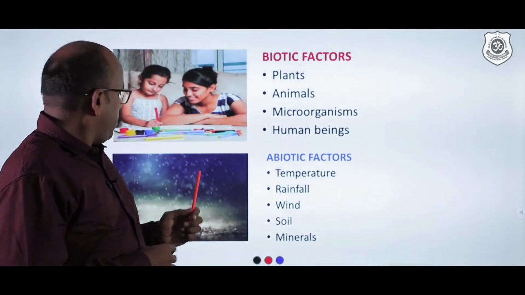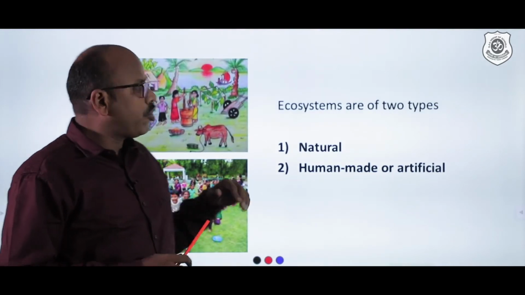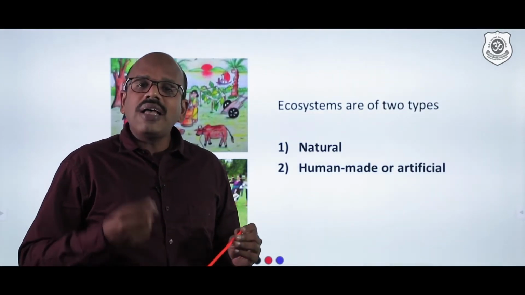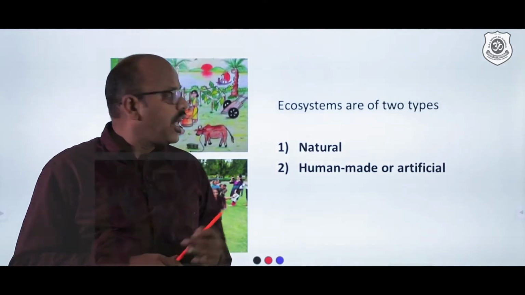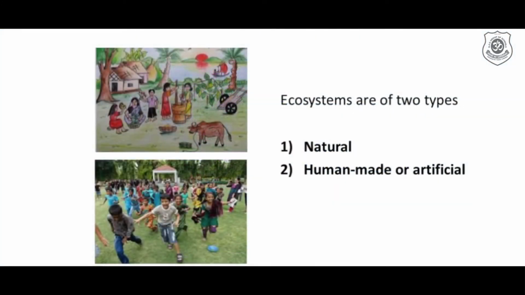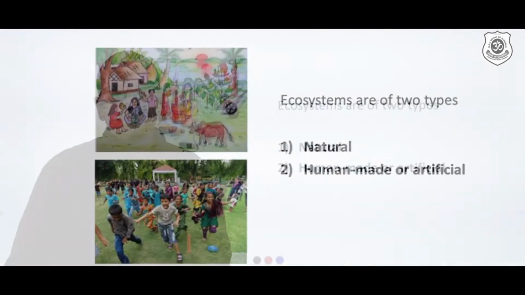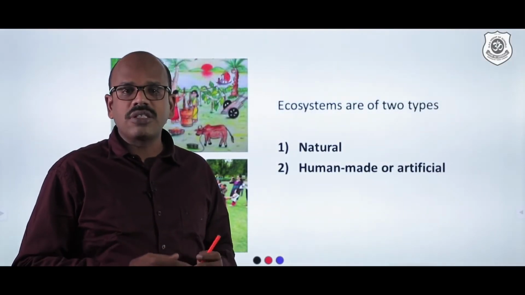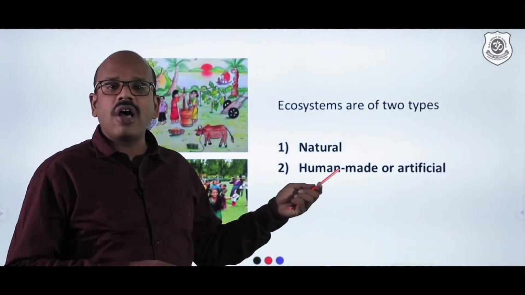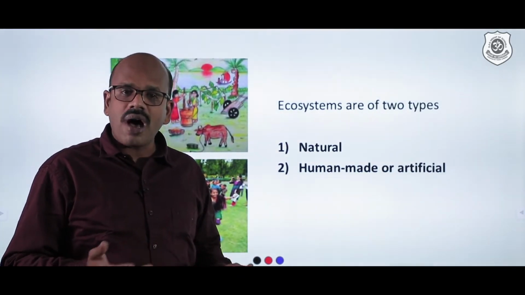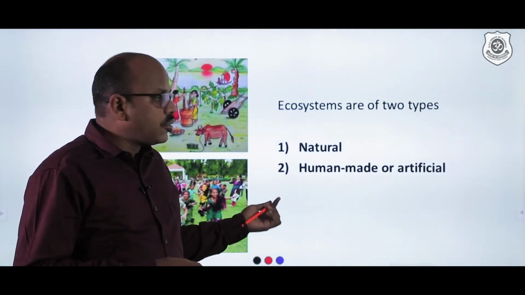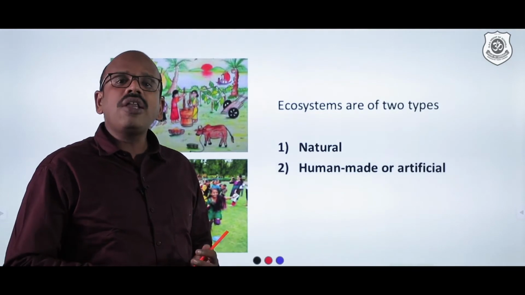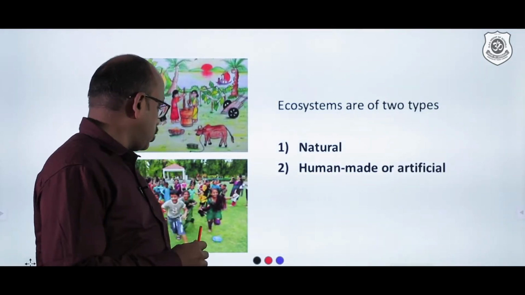Now, let me see how these ecosystems are divided. As we have seen, there are different types of living organisms. Ecosystem is also of two types. One is natural, another one is human-made or artificial ecosystem. As you very well know, the natural ecosystem is a pond ecosystem, a grassland ecosystem, a forest ecosystem, and so on. The human-made or artificial ecosystem includes the parks and the zoo that we have created. All this comes under human-made or artificial ecosystem.